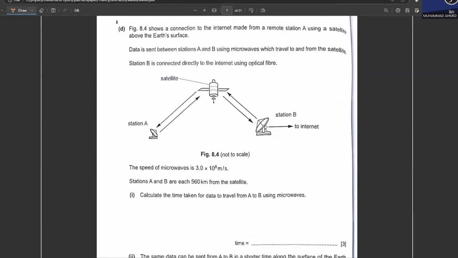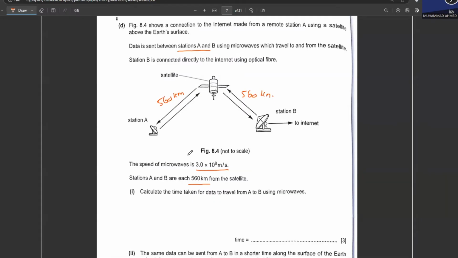Figure 8.4 shows a connection to the internet made from a remote station A using a satellite above the Earth's surface. Data is sent between stations A and B using microwaves which travel to and from the satellites. Station B is connected directly to the internet using optical fibers. The speed of the microwaves is this. Station A and B are 560 kilometers from the satellite. Okay. So the distance of station A from satellite is 560 kilometers, and the distance of satellite from station B is 560 kilometers as well.